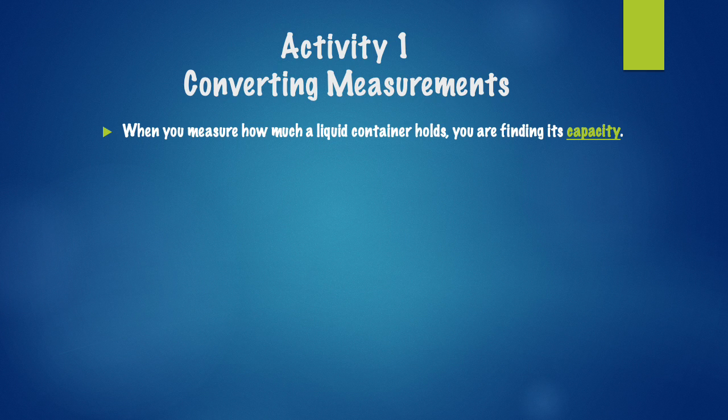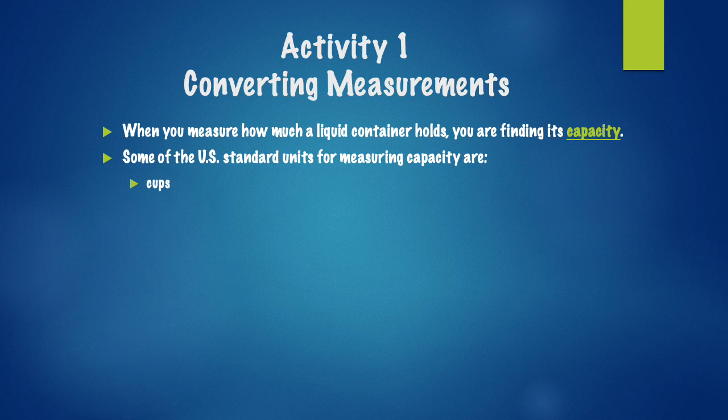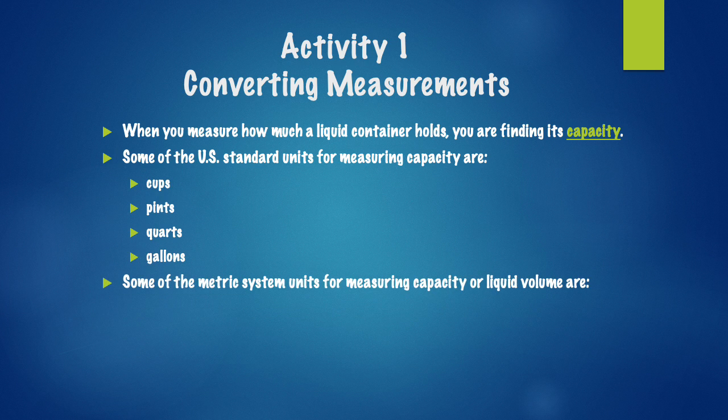When you measure how much liquid a container holds, you are finding its capacity. Some of the U.S. standard units for measuring capacity are cups, pints, quarts, and gallons. In the metric system, liters and milliliters are often used to measure capacity or liquid volume.